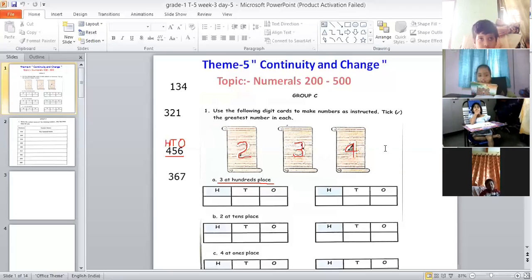Arhan, you tell me how you will read this 367. Now listen carefully. Vineet, am I audible to you? Yes, ma'am. Arhan, read 367. How will you read this? I have written here 4 numbers. Last number 367.